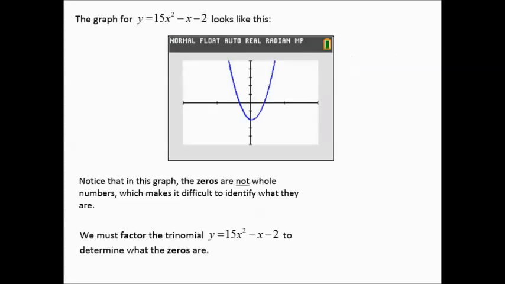So if we take a look at the graph, it looks like this. I've graphed it on my calculator. Y equals 15x squared minus x minus 2 looks like this. So if I were to find the zeros of this graph, notice that in this graph, the zeros are not whole numbers, which makes it difficult to identify what they are. So here we don't know. Here's -1 and here's 1. We're not 100% sure what those are. They are some sort of fractions, but we don't know what fractions they are. So we must factor this trinomial to determine what the zeros are. We need to find the factors of them.